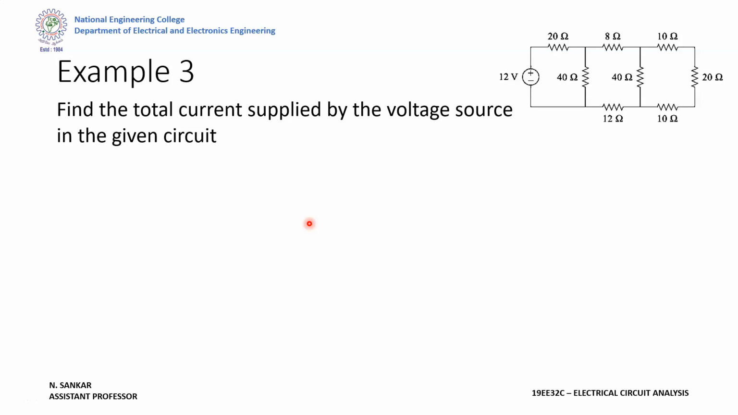Now the problem: find the total current supplied by the voltage source in the given circuit. Okay, here instead of an open circuit, we have a voltage source. Like I said, if you have an open circuit or a voltage source, just start from the opposite end, that is from here. If you understand the concept very well, simply by seeing the circuit we can solve it.